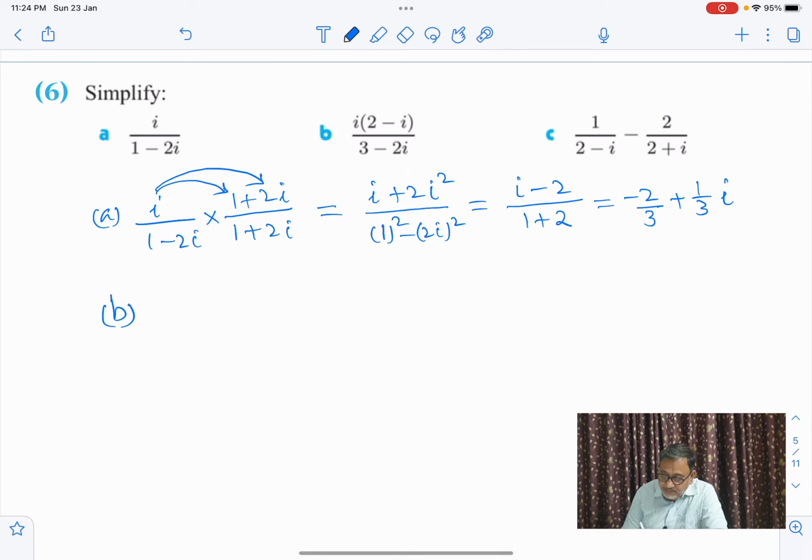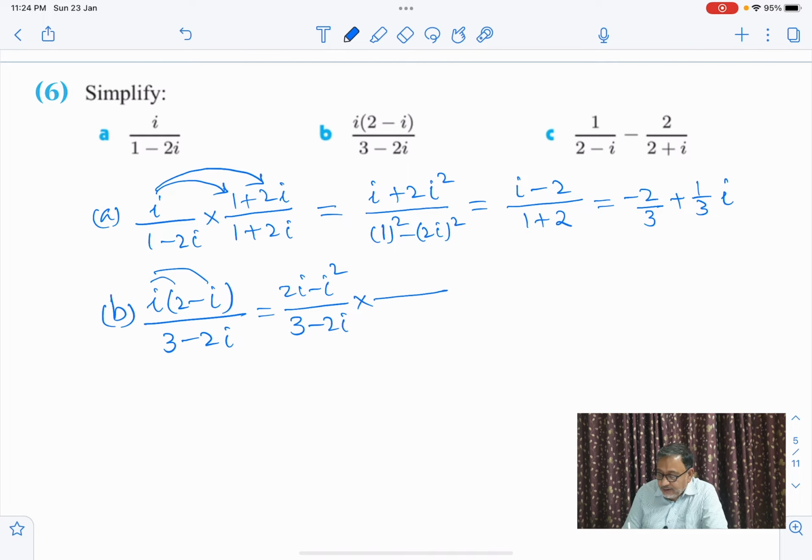Second part b, i into bracket 2 minus i over 3 minus 2i. What I will do, first I will open the bracket in the numerator. So 2i minus i square. Now the denominator is a complex number, so I will multiply it by complex conjugate. So it was minus, so I will multiply by 3 plus 2i. So I hope you will understand it.